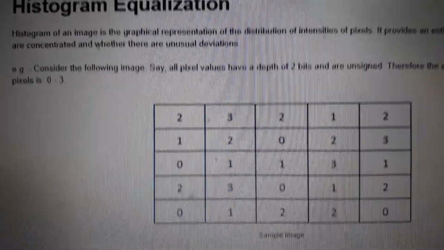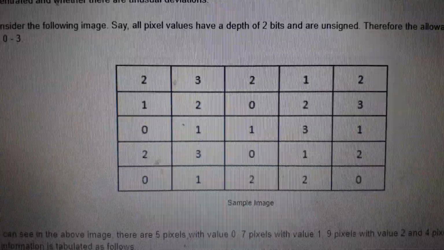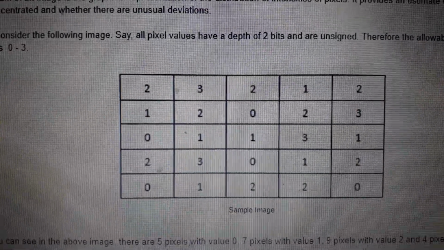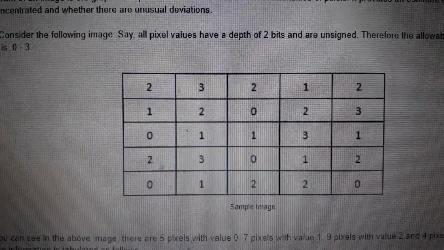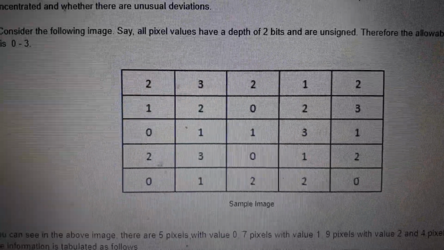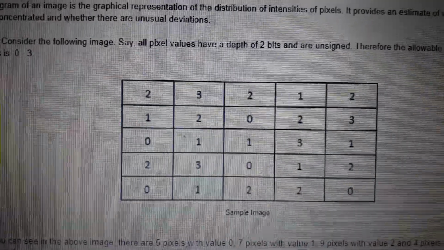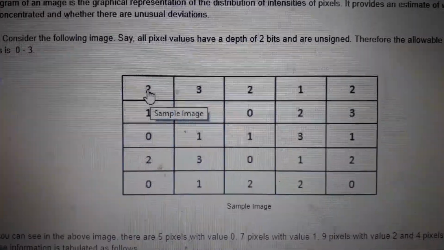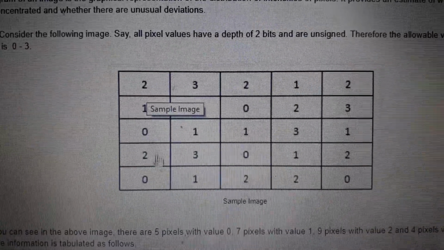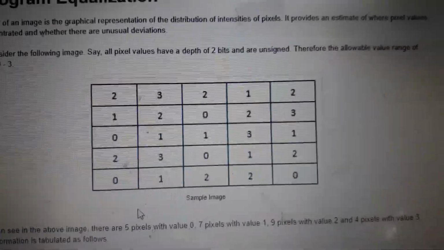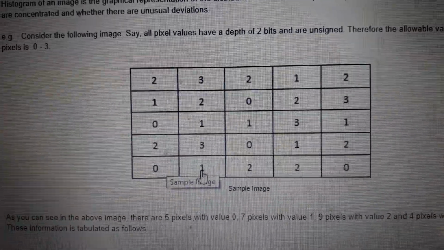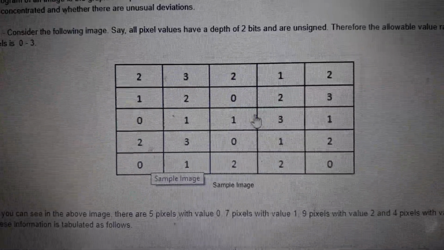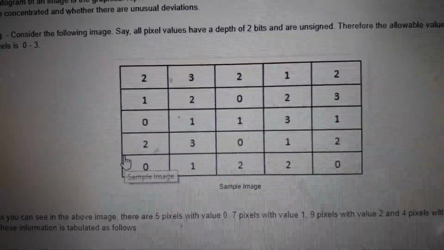Basically here is an example. You can see the depth of the sample image: 2, 3, 1, 0. You can observe that the entire image has this kind of depth. So 0 to 3 is the range of pixels, like 0 and 1 to 3. So we can say the range of this image is 0 to 3.